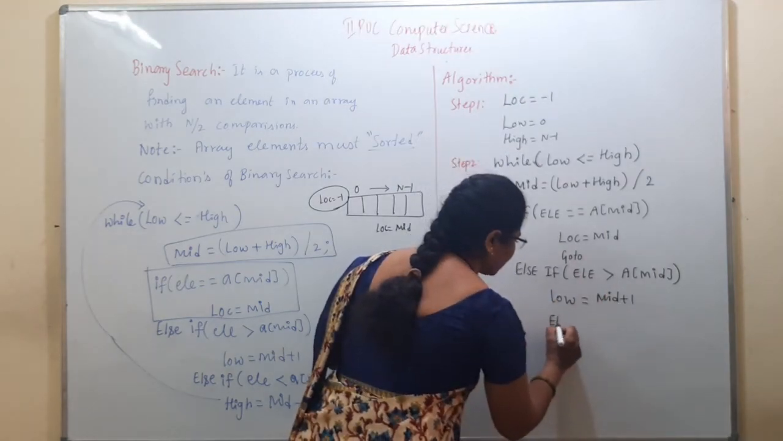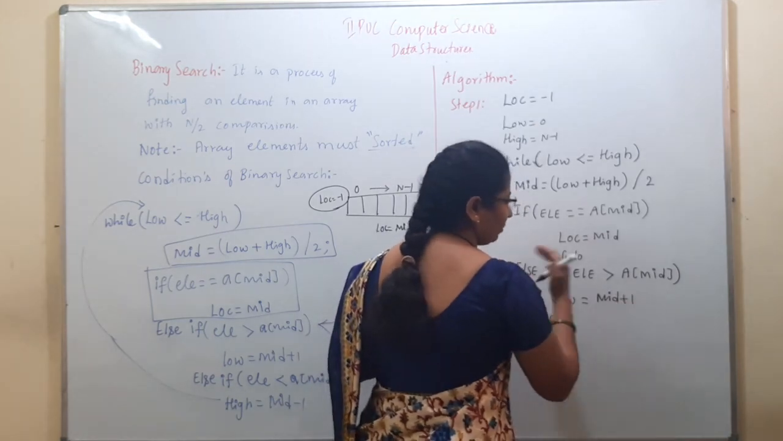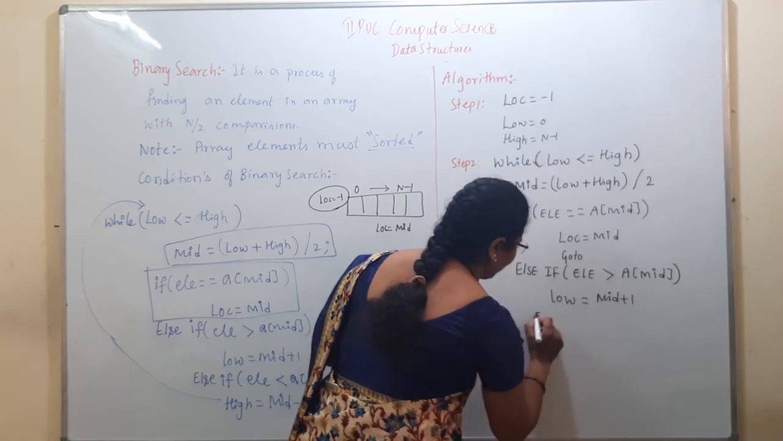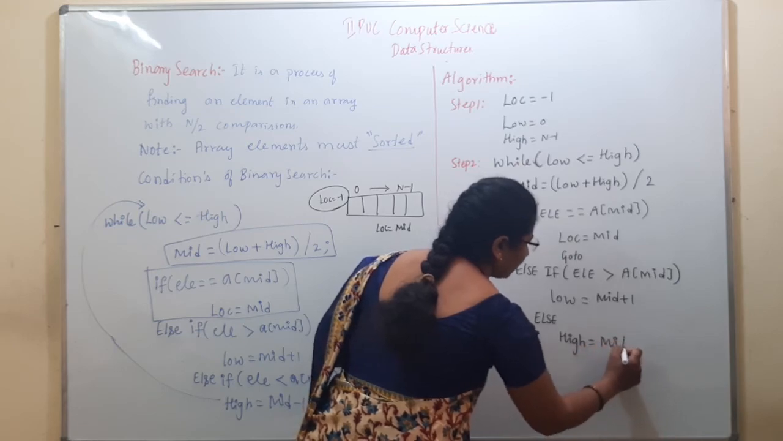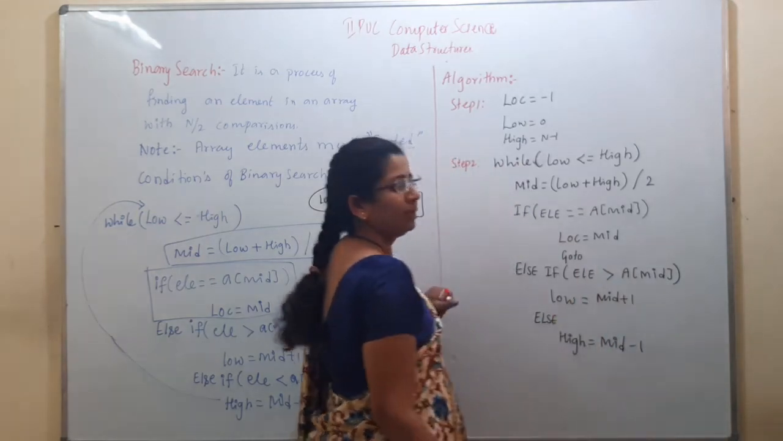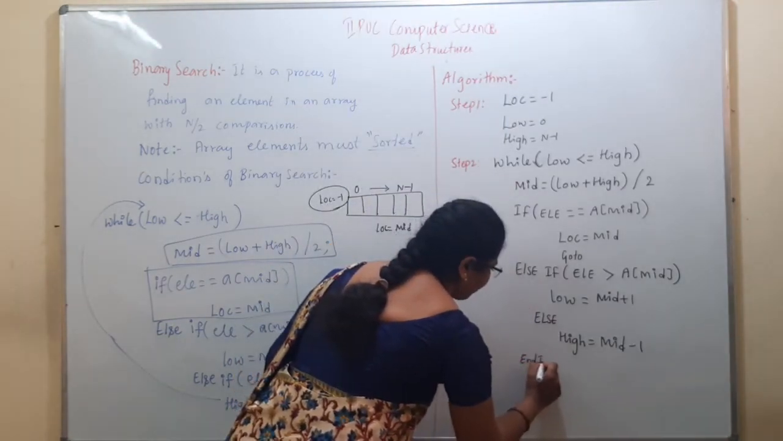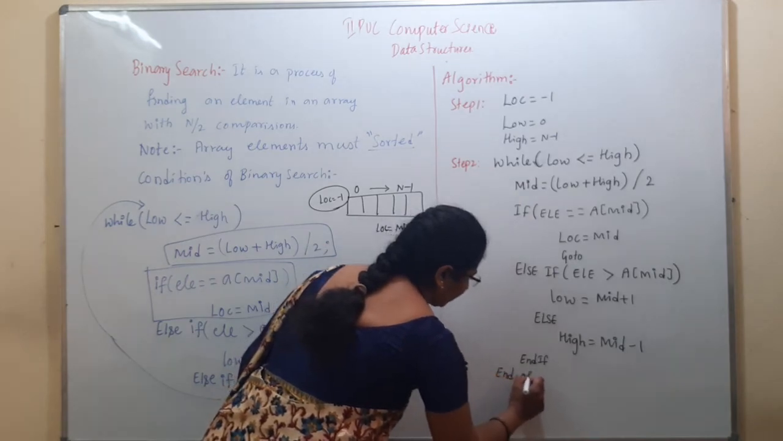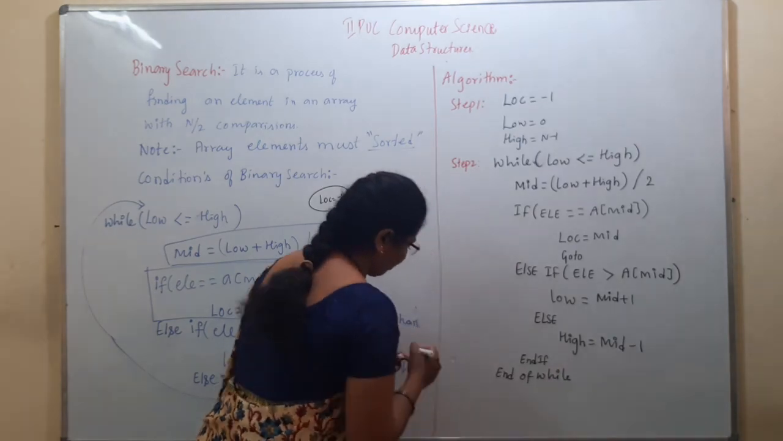Suppose this condition is false, we no need to check another condition. Then the element is less than. That time which pointer are you going to change? The high pointer. High equal to mid minus 1. Then end if, end while. Then we move to the next step.